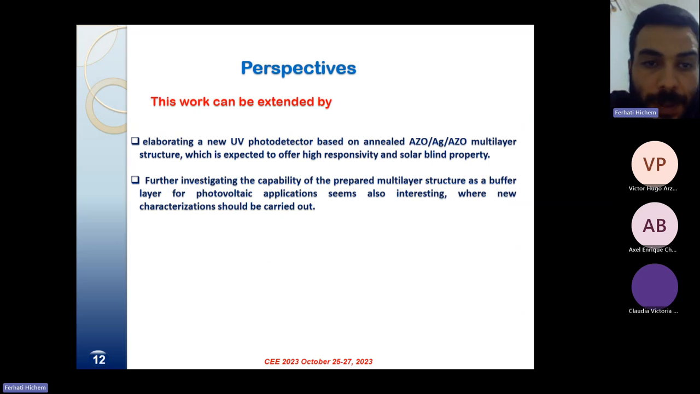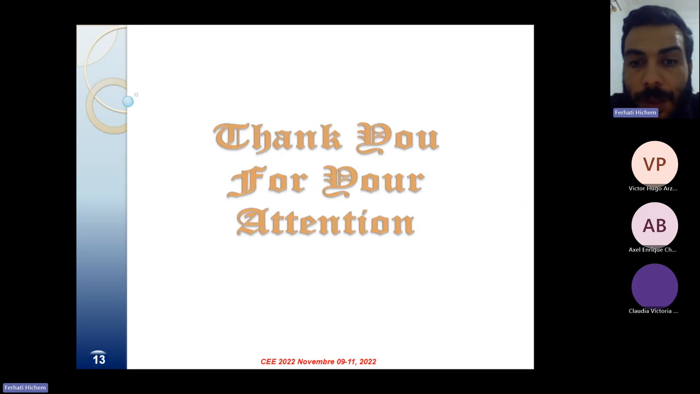For the perspectives, this work can be extended by elaborating a new UV photodetector based on the annealed multilayer structure, which is expected to offer higher responsivity and solar light sensitivity. Further investigating the capability of the prepared multilayer structure as a buffer layer for photovoltaic applications seems also interesting, where new characterizations using experimental facilities should be carried out. So thank you for your attention.